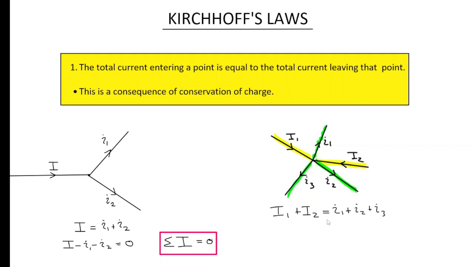Again, if I move it to the other side, I can write the other version: capital I1 plus capital I2, take away lowercase I1, take away lowercase I2, take away lowercase I3 is equal to 0. So this is the idea behind Kirchhoff's first law. Now, we need to use both Kirchhoff's first and second law in conjunction when it comes to a question. And I will show the second law as well, and then I'll show how to use this in a series of examples and how to do some of the calculations.